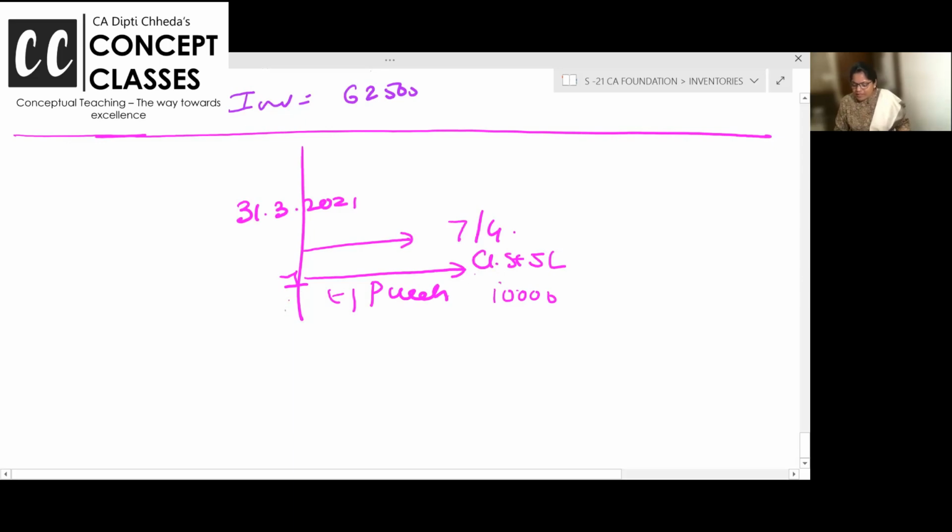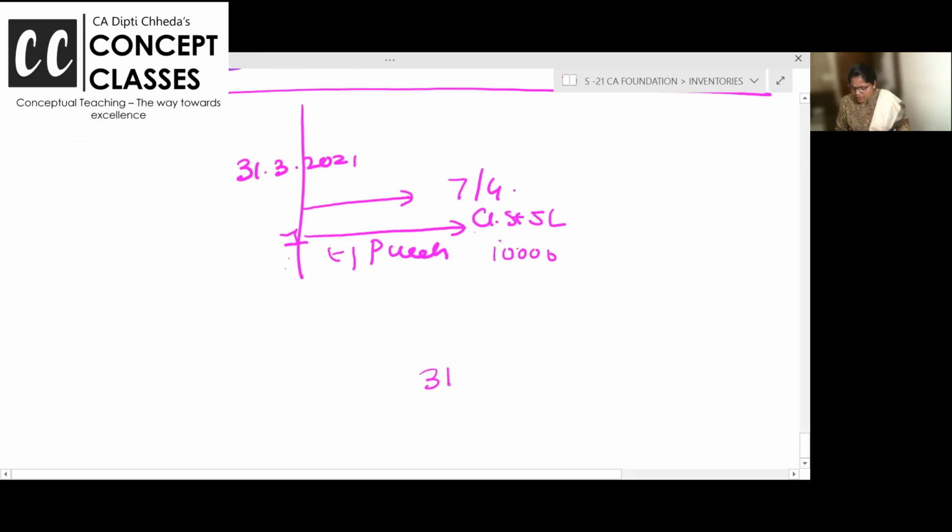So my journey is from 7th of April. Say, what is my stock on 31st of March? So can I minus these purchases? On 7th of April, 5 lakh stock was there. No, 10,000 was received after 31st March. It's there in the godown, minus kar do.